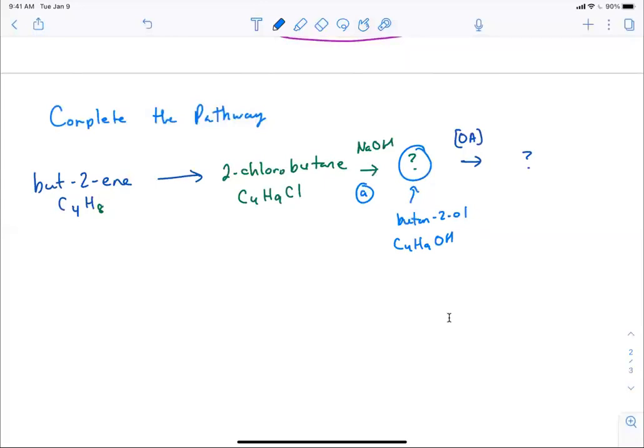Okay. Now, once you convert butan-2-ol, when you expose that to an oxidizing agent, what do you expect the product to be of that butan-2-ol? Ketone. Specifically, what ketone? Butan-2-one. Exactly. C4H8O.